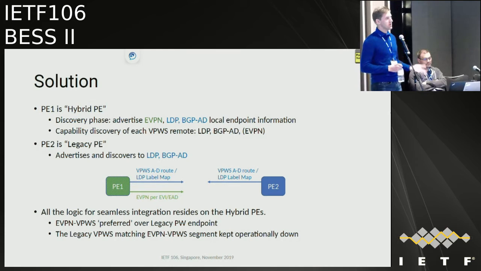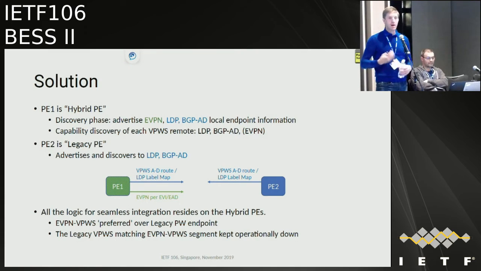This is a PE that supports both EVPN and legacy VPWS. And we also define a legacy PE. These are PEs that we are trying to interoperate with, that support only LDP and BGP AD. As part of this solution, the hybrid PE, the EVPN-capable PE, advertises in a discovery phase both all EVPN routes and the LDP and BGP AD endpoint information that it knows of locally. And then this hybrid PE is capable of receiving and processing the remote information discovered from all of the remote legacy PEs, and obviously also the EVPN PEs.